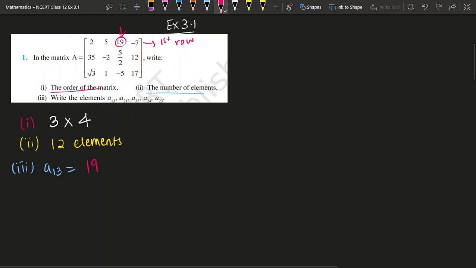Let's move forward. I won't do A21, A33, A24. Let's just directly do A23. So A23 is the second row and the third column, and that number is 5 by 2. So A23 is equal to 5 by 2. Similarly, you can do the ones in between.